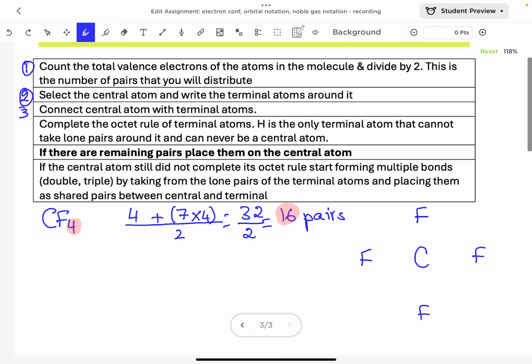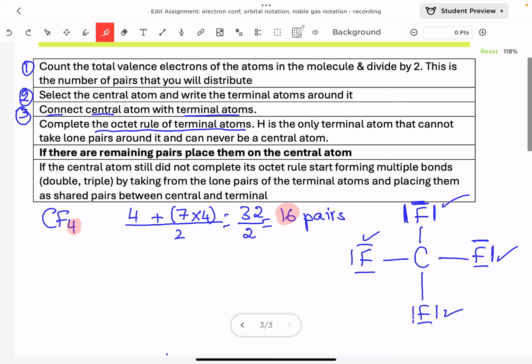So the third step, you connect the central with its terminal atoms. 1, 2, 3, and 4. And then you complete the octet rule of terminal atoms, meaning here 5, 6, 7. This F completed the octet rule. 8, 9, 10. This one done. 11, 12, 13, 14, 15, and 16. So all these terminal atoms completed their octet rule.